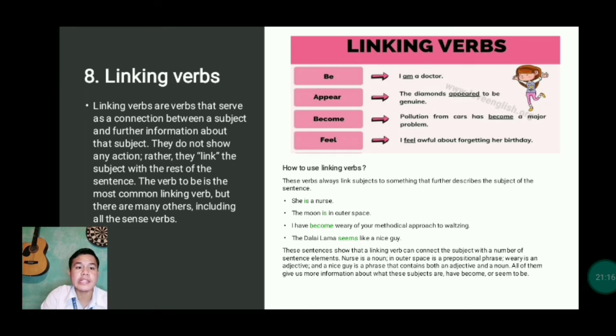First, she is not a nurse. The moon is in outer space. I have become wary of your methodology approach to waiting. Fourth, the Dalai Lama seems like a nice guy. These sentences show that linking verbs can connect the subject with adjectives, and "nice guy" is a phrase that contains both an adjective and a noun. All of them give us more information about the subject with verbs like have become and seem to be.